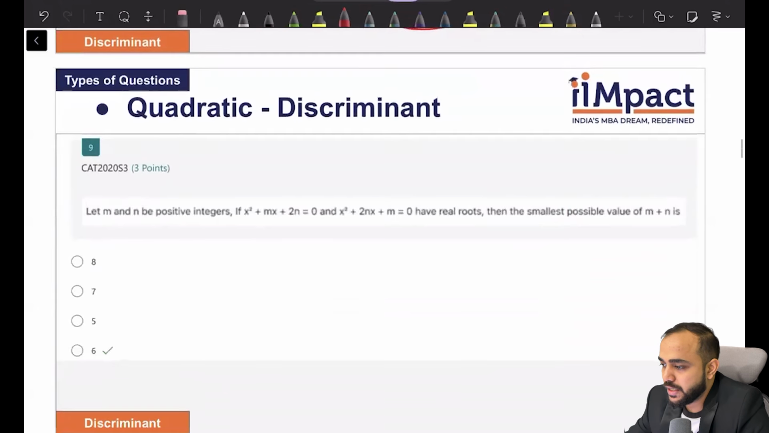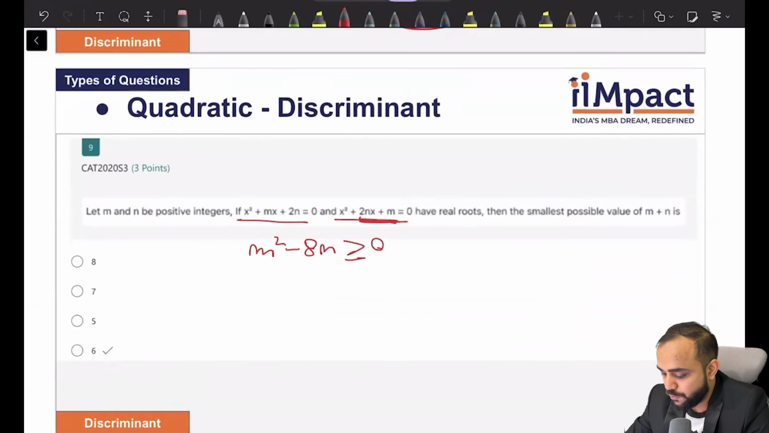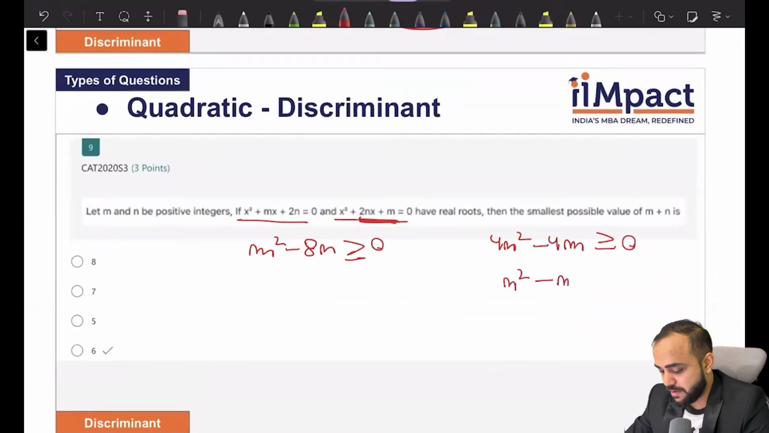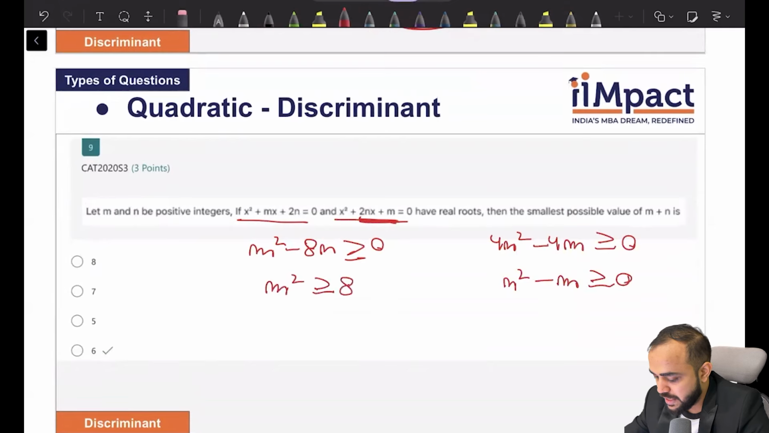All right, moving on. x square plus mx plus 2n is equal to 0. x square plus 2nx plus m is equal to 0. Both of them have real roots. What does that mean for me? m square minus 4 into 2n, that is 8n, is greater than equal to 0. This having real roots means what? 4n square minus 4m is greater than equal to 0. So n square minus m is greater than equal to 0, and m square is greater than equal to 8n.